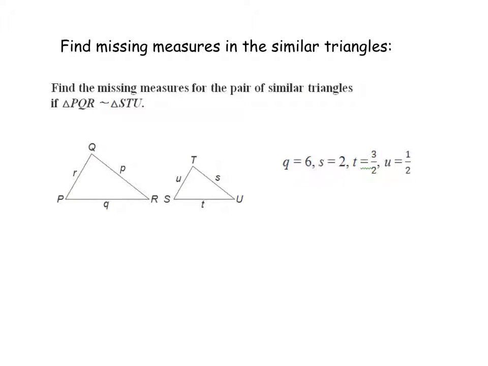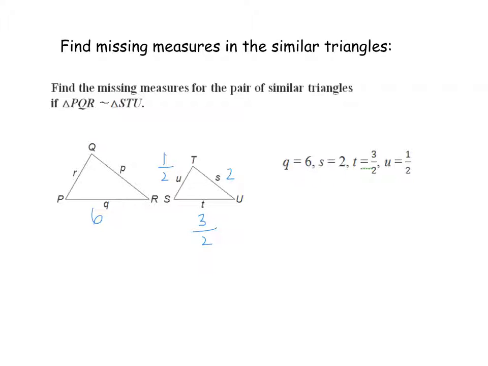Find missing measures in the similar triangles. Find the missing measures for the pair of similar triangles if triangle PQR is similar to triangle STU. Well, we know some of the sides over on the right-hand side, so let's go ahead and label all the sides that we know. Q is equal to 6, S equals 2, T equals 3/2, and U equals 1/2.